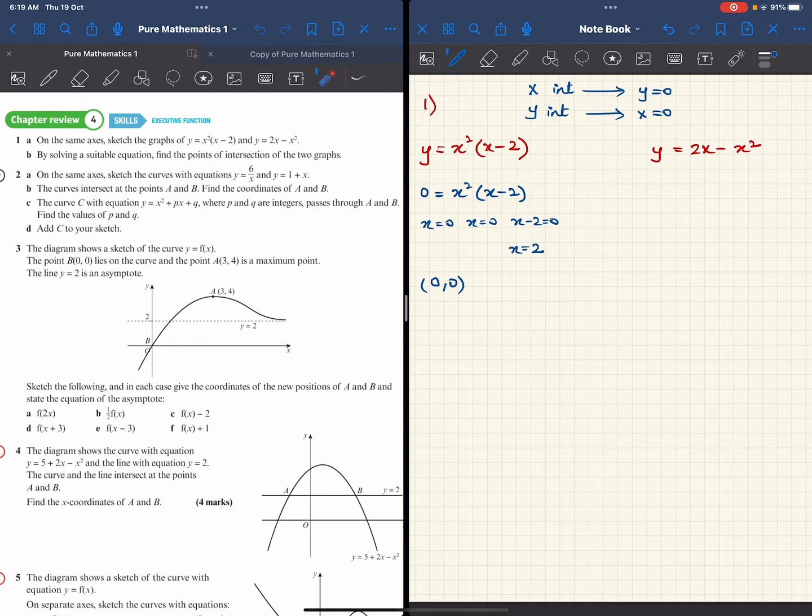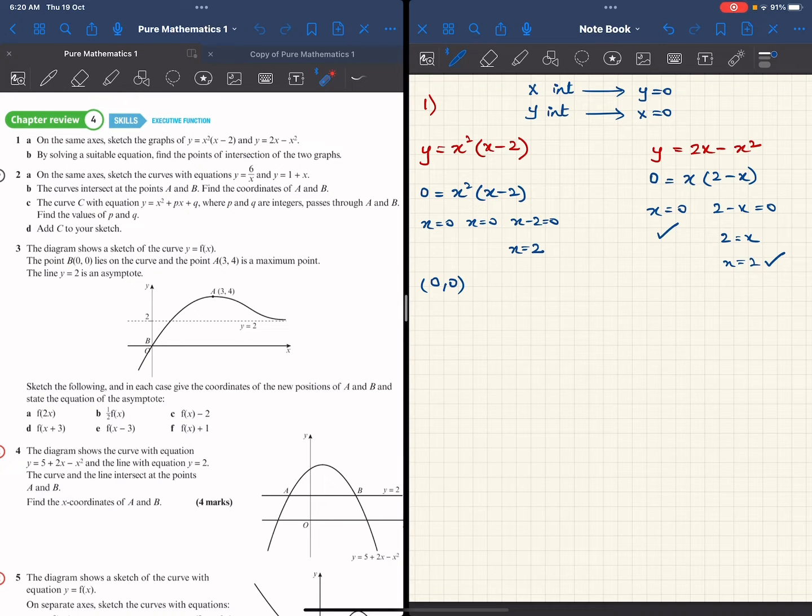Next, moving on to the quadratic curve, we have y equals 2x minus x squared. In order to find the x-intercept, we equate y to 0. Factorizing, we have x into 2 minus x. Therefore, x equals 0, or 2 minus x equals 0. x equals 0 is one of the roots, and 2 equals x, or x equals 2, is the other root.